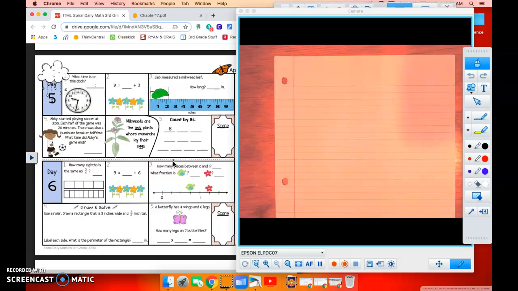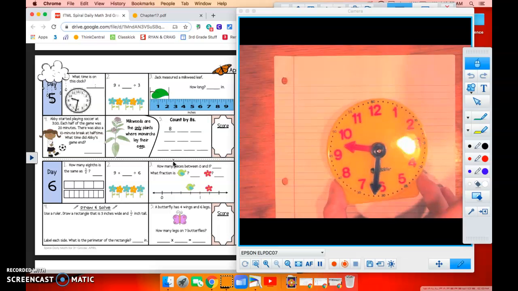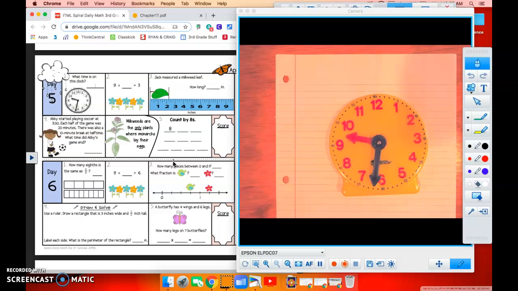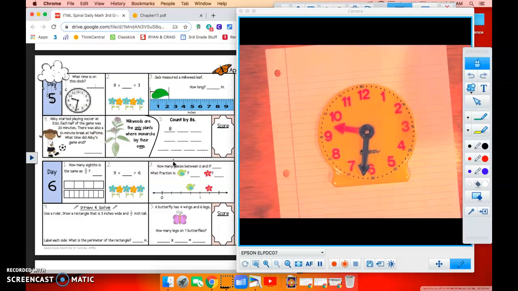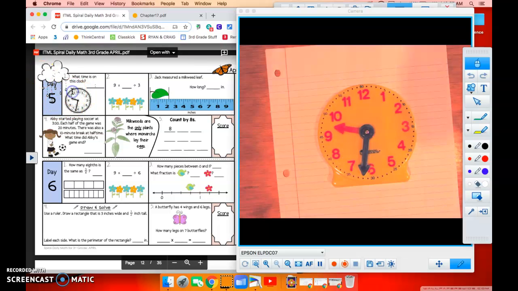And I brought a couple things to help me out here a little bit today, just as a better picture, maybe a little bigger so you can see it. This is a clock that matches number 1 here on day 5. So it says, what time is on this clock?